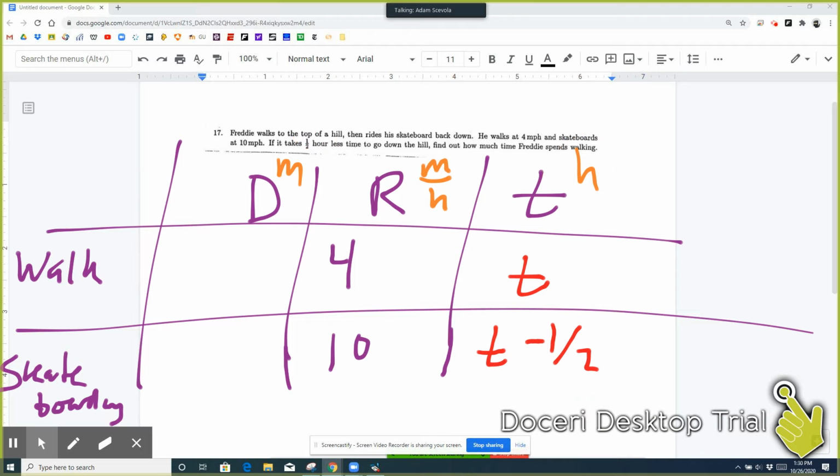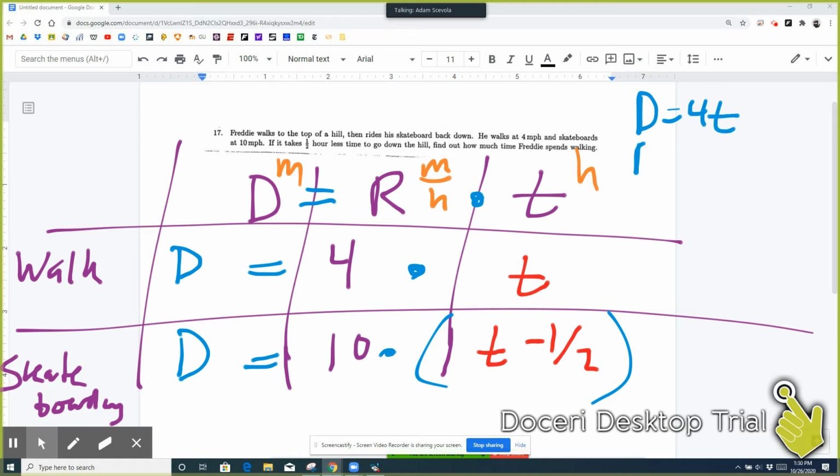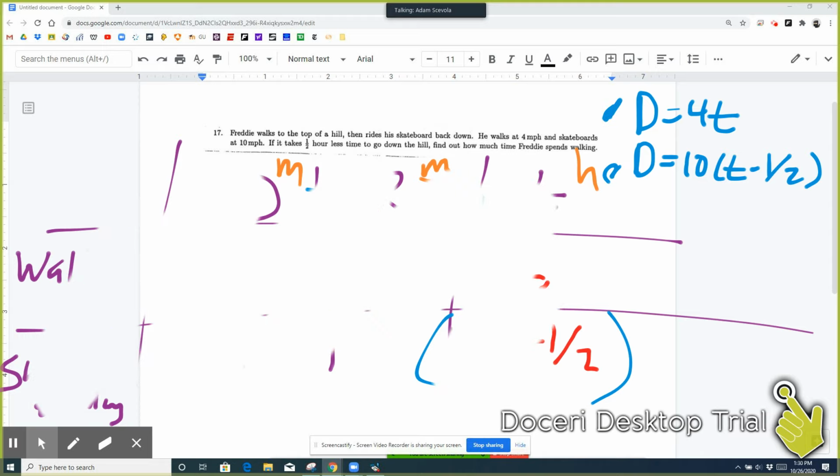And then the distance is going to be the same no matter what. The distance up the hill is the same distance that he goes down the hill. So this could be a word problem that I would ask you to do without a calculator, because if you know that distance equals rate times time, you get d equals 4t and d equals 10 times (t minus 1/2). Now we could solve that pretty easily by using substitution. You could set these equal to each other and then solve.